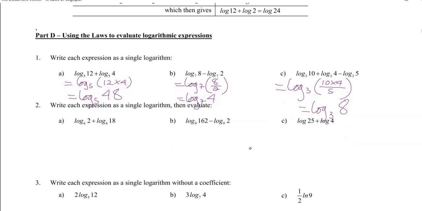Write each expression as a single logarithm, then evaluate. That's interesting, because we're going to end up with a base 6 log. So what's going to happen here? We're adding. The sum of logs becomes the log of what?